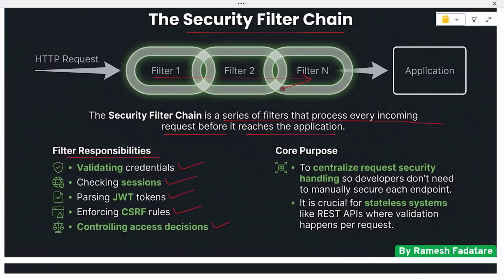When a client makes a request, the filter chain executes in order. If authentication fails, the request is rejected immediately. If it succeeds, the chain continues with authorization checks. The purpose of the filter chain is to centralize request security handling so developers don't manually secure each endpoint. Understanding the filter chain is crucial because Spring Security heavily relies on it, especially in stateless systems like REST APIs where token validation happens per request.